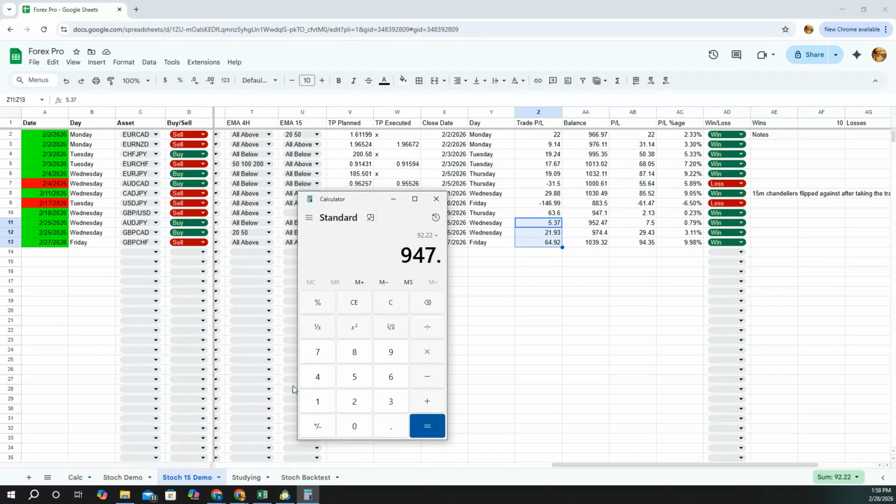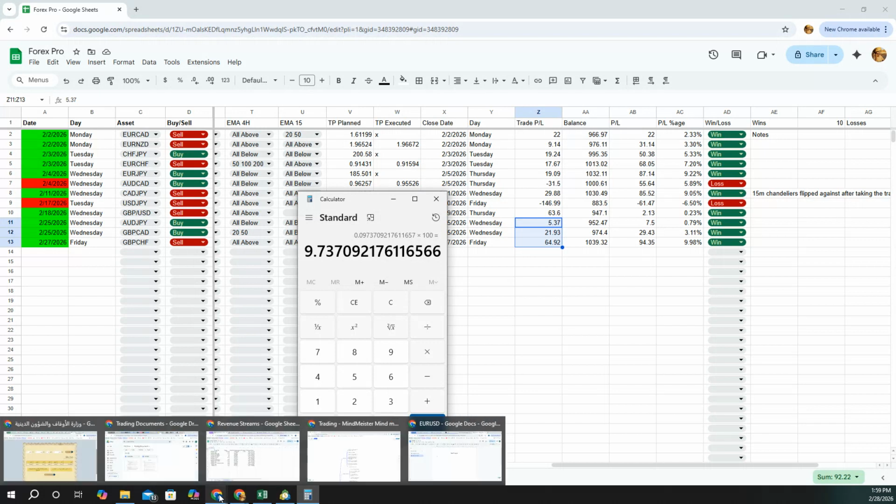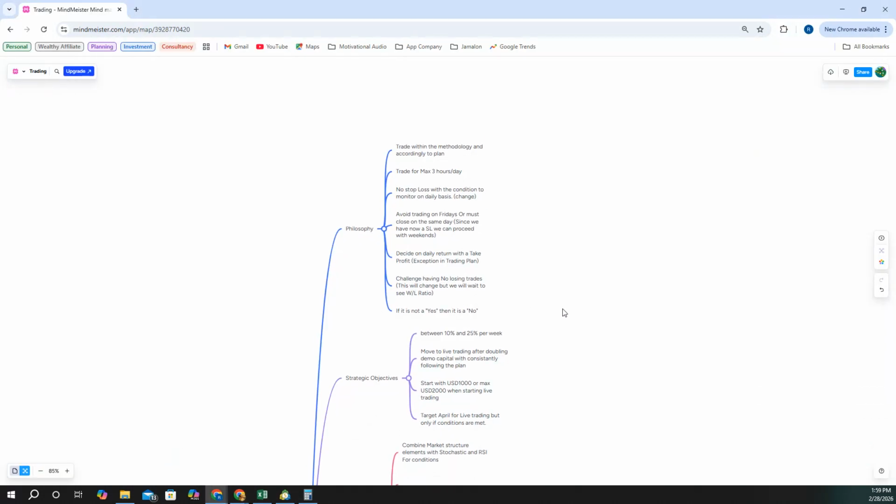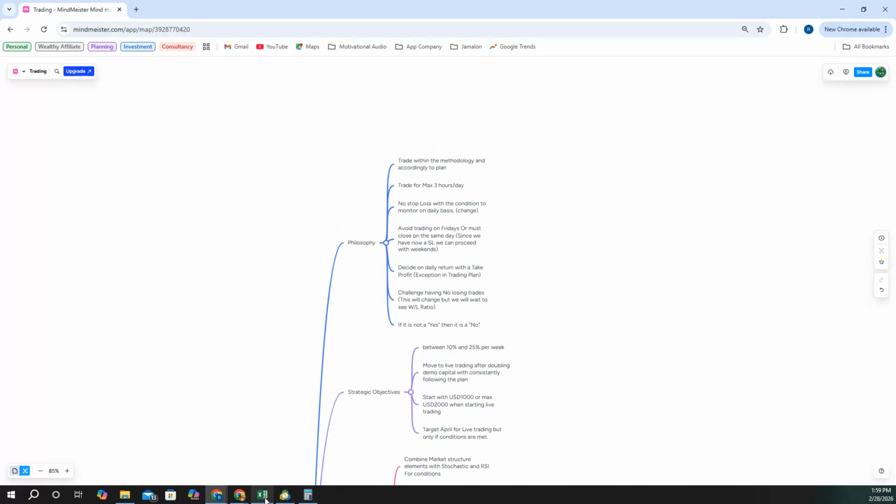So yeah, 0.1, and let's have it times 100. So last week we were able to do 9.7374%. Okay, which is very close to the 10%. But we don't want just to be close to the 10%, which is the minimum of the range. We want to exceed the 10% because the 10% is the minimum of the range.